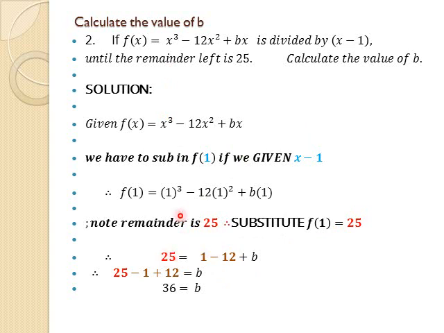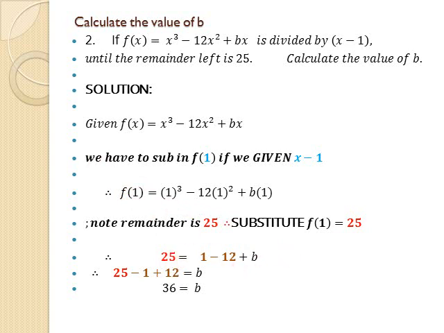If I simplify, 25 equals 1 minus 12 plus b. Minus 12 plus 1, if I take it over, becomes minus 1 plus 12. So 12 plus 25 gives me 37, minus 1, so b equals 36. In short, I substituted 1 because in x minus 1, if I take 1 across, it becomes positive 1. And they said the remainder is 25, so my equation f(1) became 25 when I solved for b.